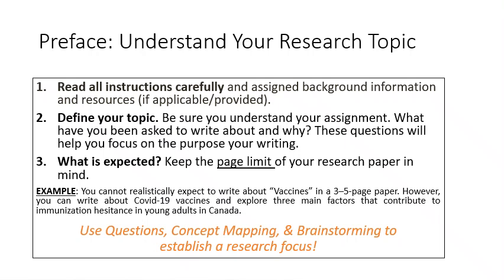Before we start getting into what types of research exist and how to start the research process, it's really important that before you start doing any research, you make sure you understand your research task and topic. So if this is for an assignment, make sure that you read all of your instructions carefully and make sure that you understand and know what background information and resources you need to have access to, if they are provided, and if that's applicable. The next thing you want to do is define your topic.